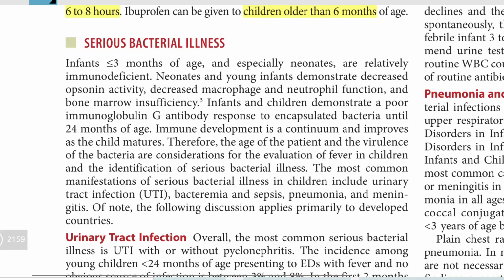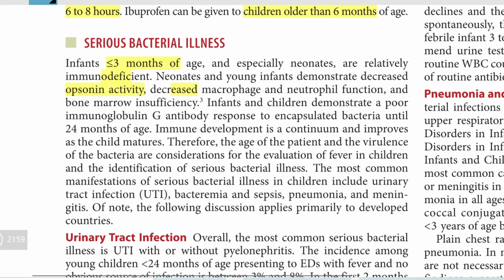Serious bacterial illness in infants less than 3 months of age, and especially neonates, is relatively common because they are relatively immunodeficient. Neonates and infants demonstrate decreased opsonin activity. Opsonization is where the macrophage engulfs the particles or the bacteria which are coated with opsonins. Opsonins such as C3b and fibrinogen make the bacteria tasty. You can remember it as being tasteful for the macrophage, which will directly chew it out and engulf it.